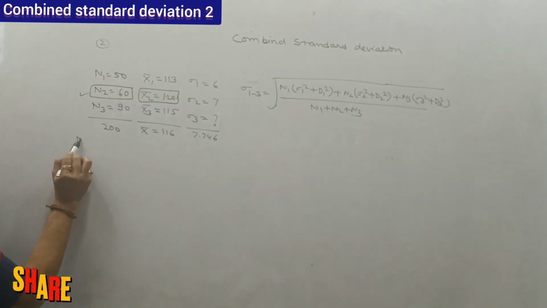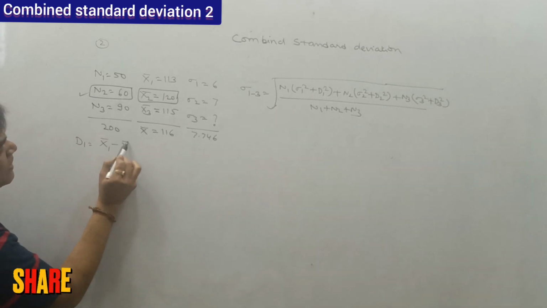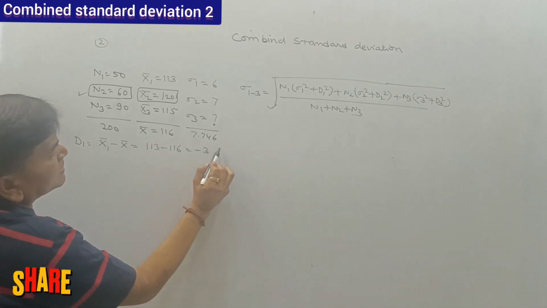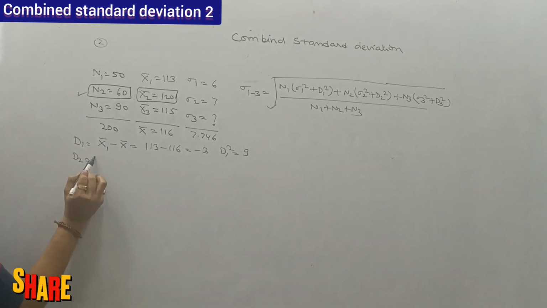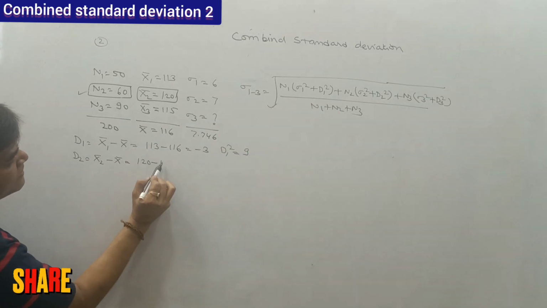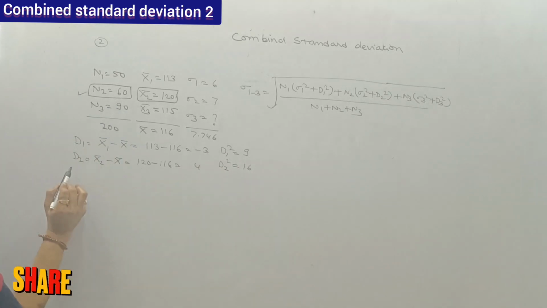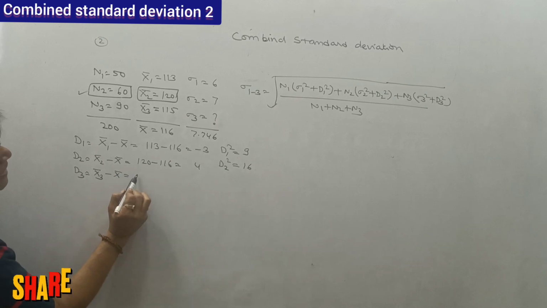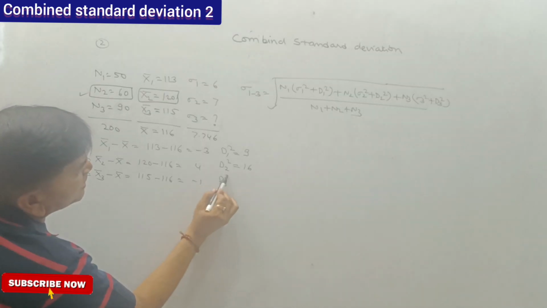For getting the value of d1, that is X bar 1 minus combined arithmetic mean, that is 113 minus 116, that is minus 3. Then d1 square is 9. Value of d2, that is X bar 2 minus combined arithmetic mean, that is 120 minus 116, that is 4. So d2 square is 16. d3 is arithmetic mean of third minus combined arithmetic mean, that is 115 minus 116, that is minus 1. So d3 square is 1.